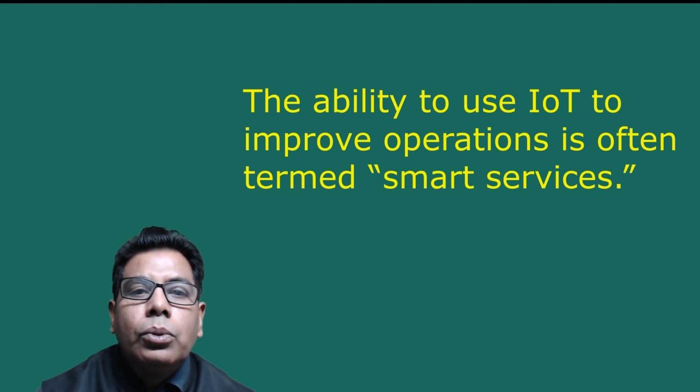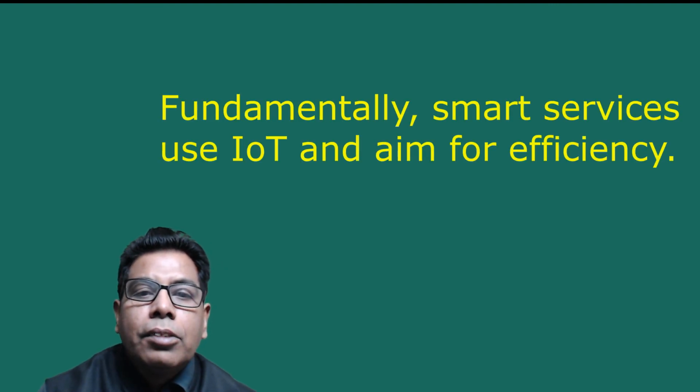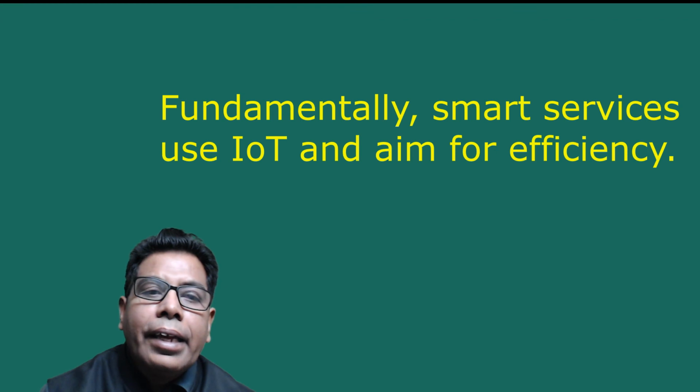Then let us go to the smart service. The ability to use IoT to improve operations is often termed smart services. This term is generic and in many cases the term is used, but its meaning is often stretched to include one form of service or another where an additional level of intelligence is provided. Fundamentally, smart services use IoT and aim for efficiency. Smart services can be integrated into an IoT system.